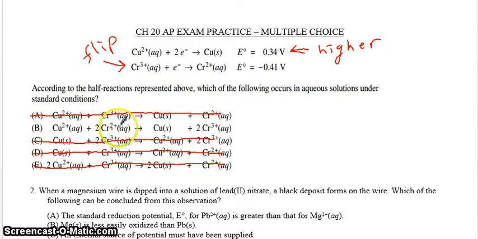We show chromium being oxidized. We show copper being reduced. And notice it's also balanced because we have 2 electrons here. In order to balance them together, you have to multiply this half reaction also by 2. And that is lined up with the 2 and the 2 on the chromium. So this is the correct answer, part B.